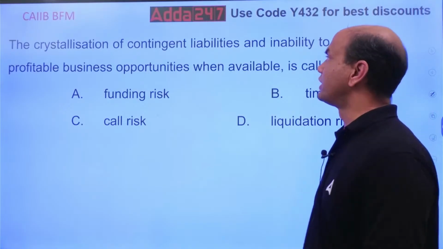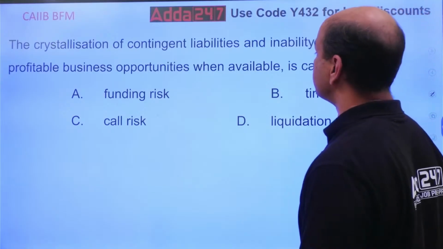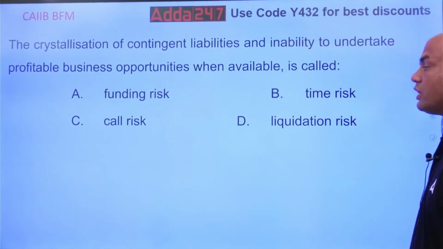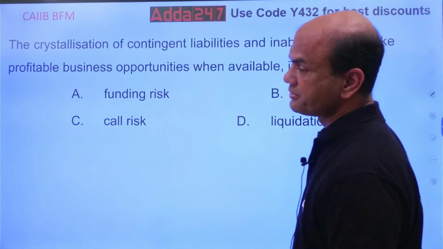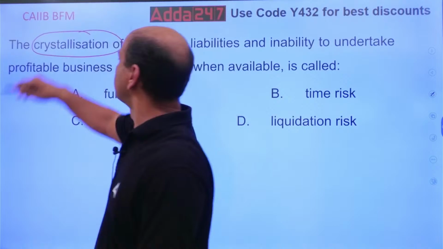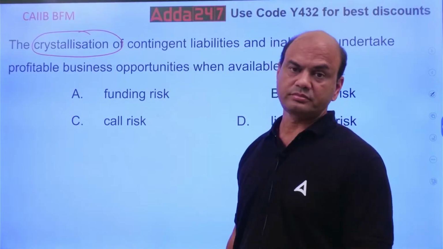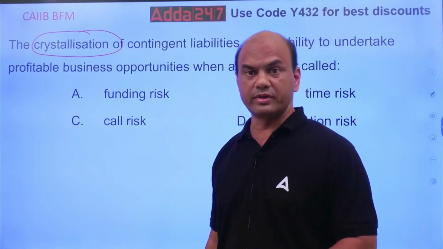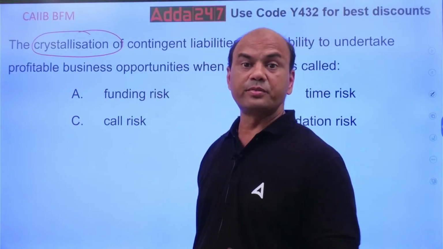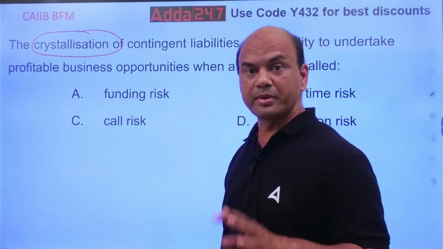The crystallization of contingent liabilities and inability to undertake profitable business opportunities when available is called as: funding risk, time risk, call risk, or liquidation risk. Crystallization of contingent liabilities. Crystallization means what? You have issued a guarantee. Now that guarantee, when it is issued by you, comes for payment. That's called crystallization.